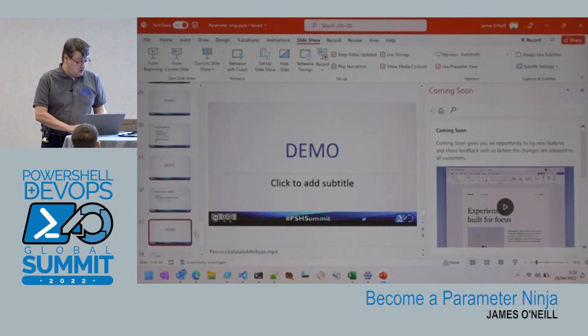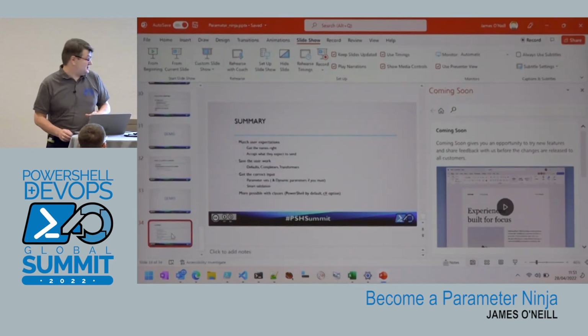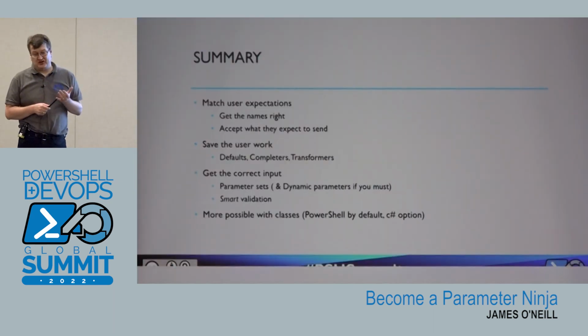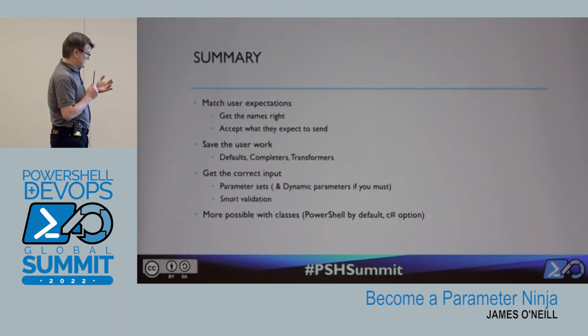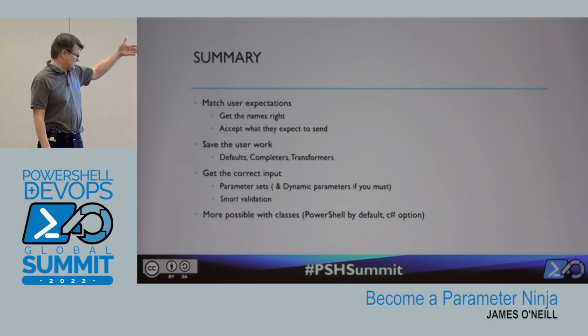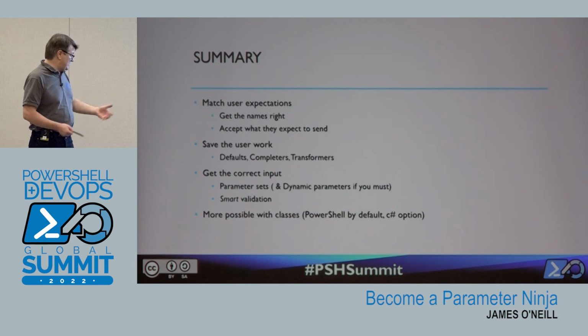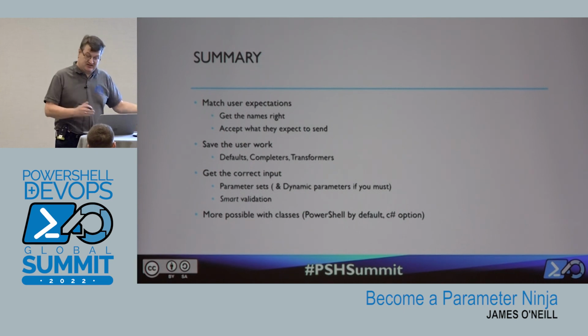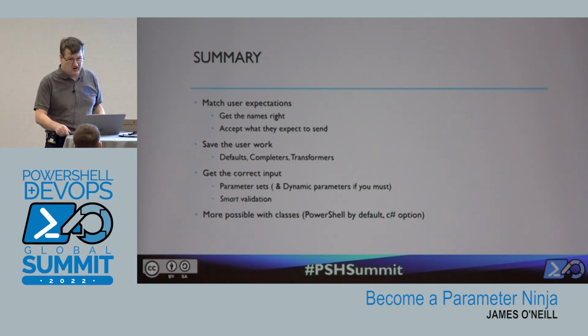Okay. We made it to the end and we've only overrun by 5 minutes. So, quick summary. From the stuff we saw at the beginning, first off, try and match users' expectations. That's names, accept the stuff that the user wants to send you. Save the user work. Good defaults, completers, transformers, all do that. Parameter sets and dynamic parameters help you get the input correct, and making the validation smart does the same. And classes just extend the capabilities of what you can do. We're done. Anyone feel like a ninja now?